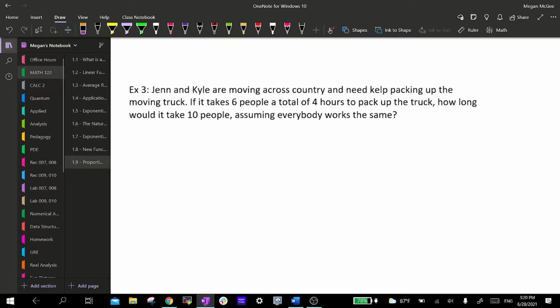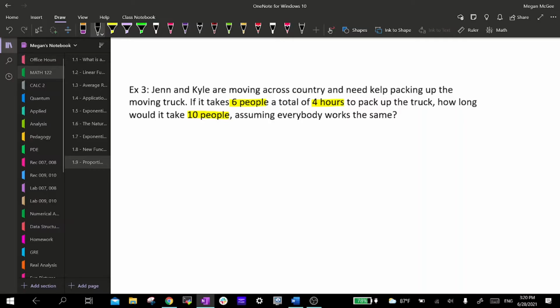All right, so for example 3, we have Jen and Kyle moving across the country, and they need help packing up a moving truck. If it takes 6 people a total of 4 hours to pack up the truck, how long would it take 10 people, assuming everybody works the same? We'll highlight a few important things. We have 6 people and 4 hours, and it's asking how long it would take 10 people.